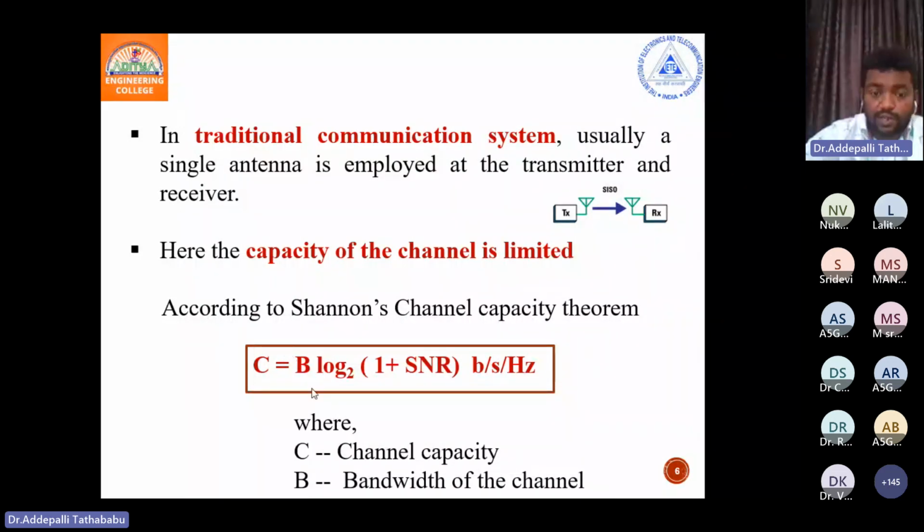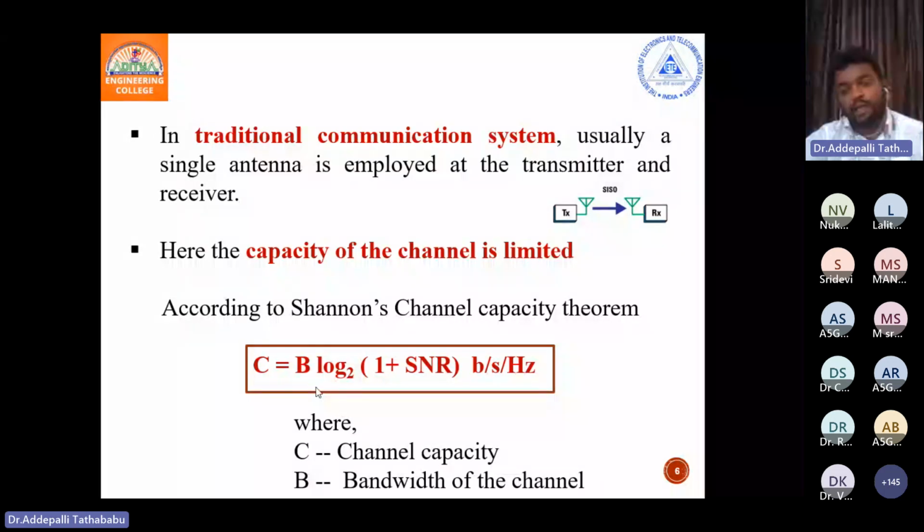The second one is WiMAX. WiMAX is 3.4 to 3.7, so the bandwidth is 0.4 gigahertz. Then the channel capacity will improve somewhat. If you take WLAN, 5.15 to 5.85, here it is 0.7 gigahertz, then the bandwidth will improve. The channel capacity will improve.